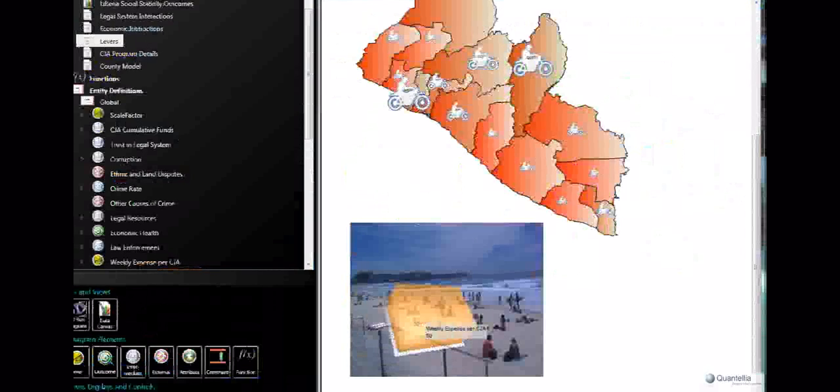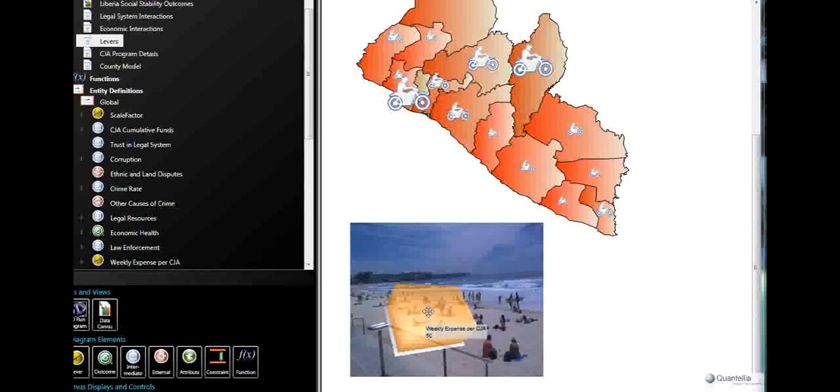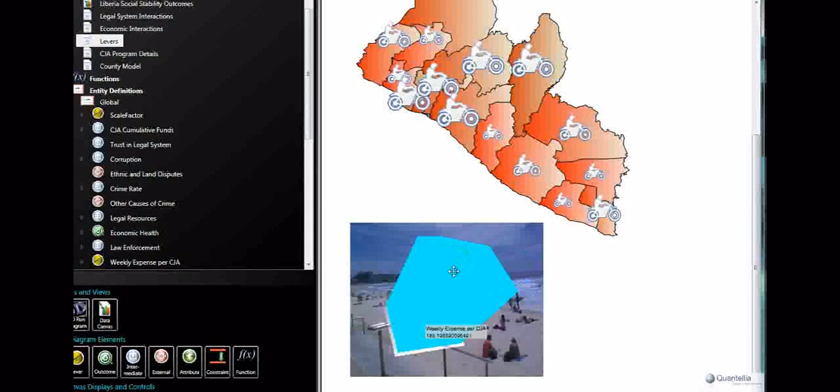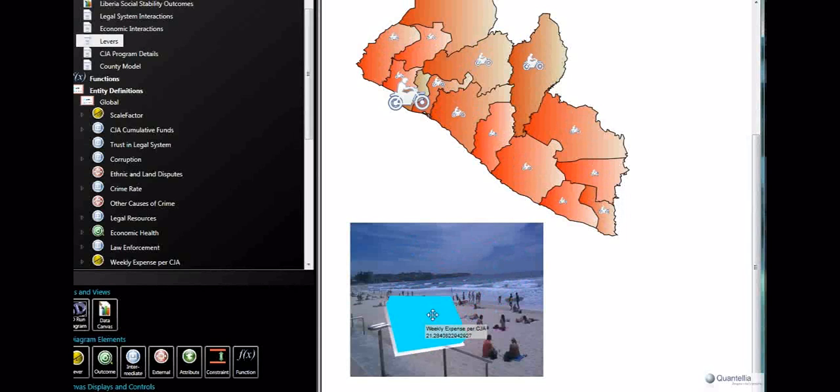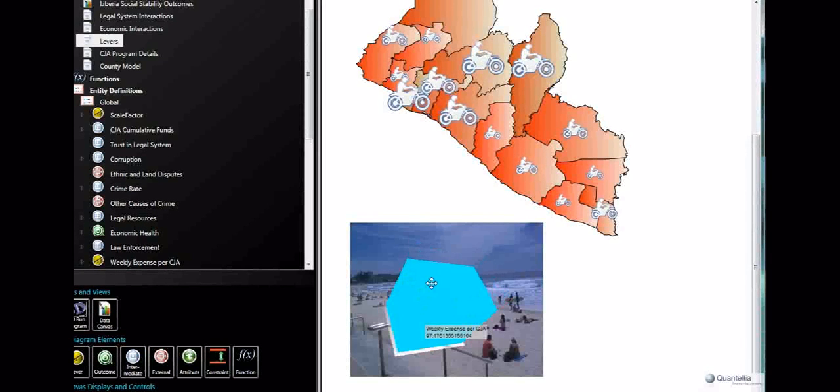So let's zoom into just part of this model, and what you can see here is that I have what's called a lever that allows me to change the weekly expense, the weekly dollar amount that I spend on CJAs. And what you can see happening here is as I raise and lower this dollar amount, you can see that the allotment of CJAs to different counties is changing. One thing I'll draw to your attention is that the amount of CJAs that are allotted to each county actually is different from one county to the next. So how do we make that decision?